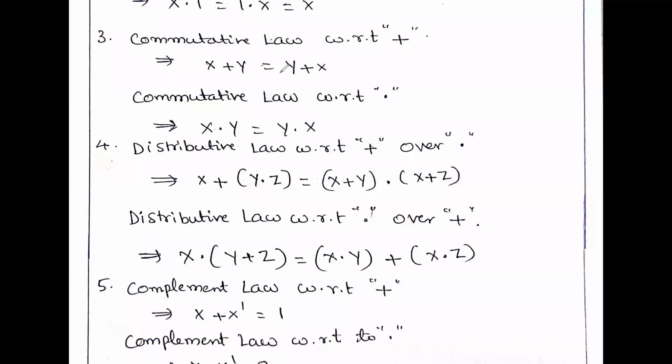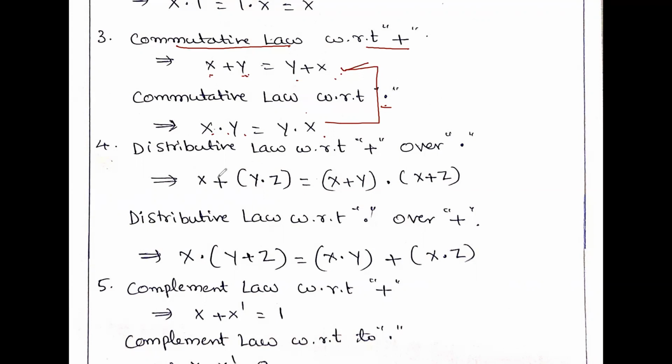Now let us discuss the various laws. The first one is the commutative law with respect to plus. That means if we take two numbers x and y, x plus y equals y plus x. If it satisfies this, the law is called the commutative law. Also the commutative law is applicable for the dot operator. That means x dot y equals y dot x. So we can use either of these two commutative laws while minimizing Boolean equations or expressions.